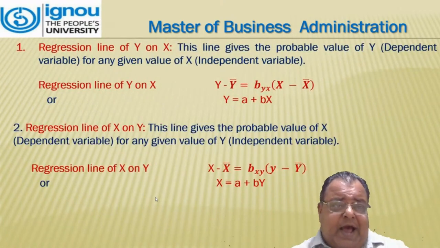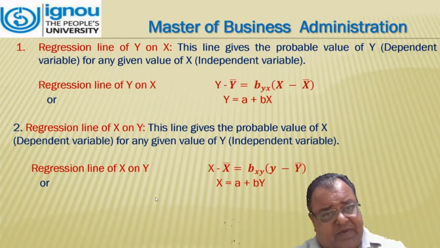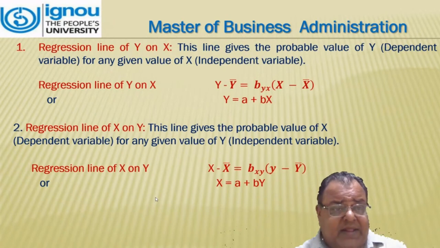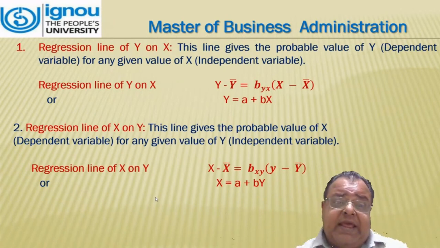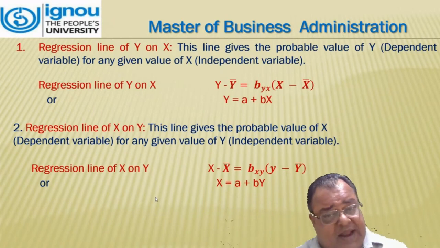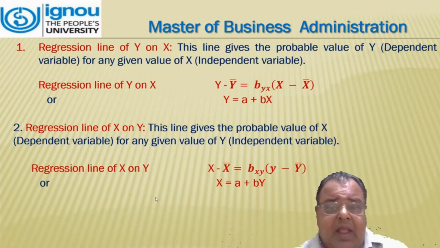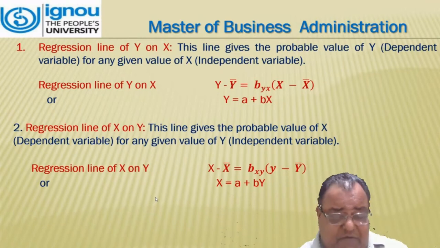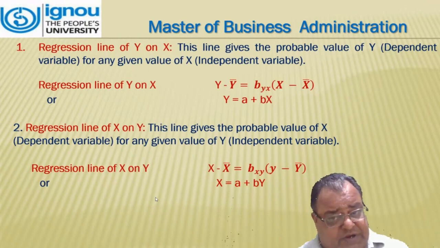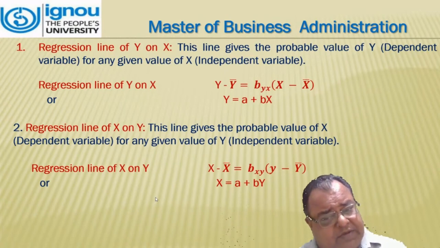Now, mathematically, how are these regression lines made? Regression line of y on x. This line gives the probable value of y, that is the dependent variable, for any given value of the independent variable. This line is basically given by y minus y bar is equal to byx into x minus x bar. Y bar is the mean of y, x bar is the mean of x, and byx is the coefficient. We'll see how this byx is calculated. This can be equated as y is equal to a plus bx.